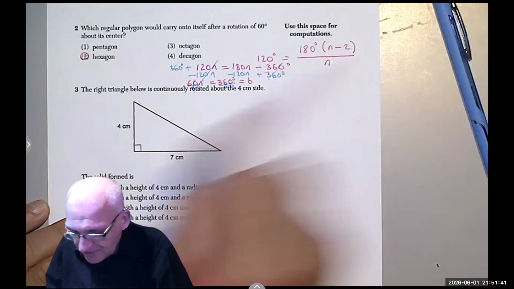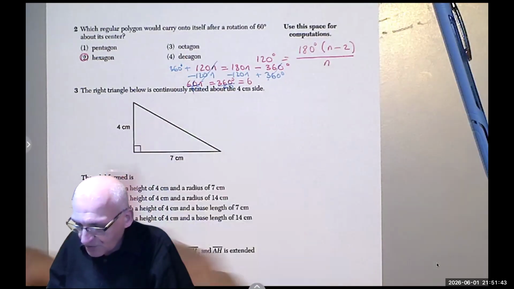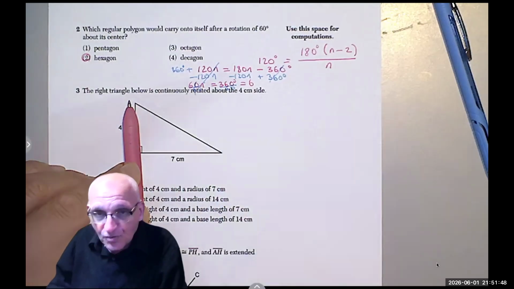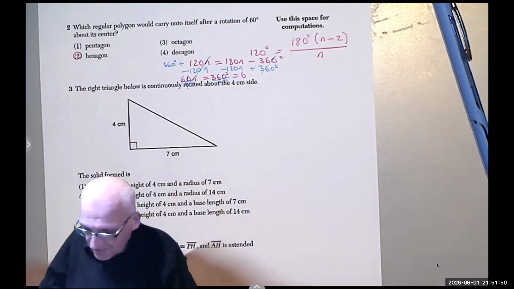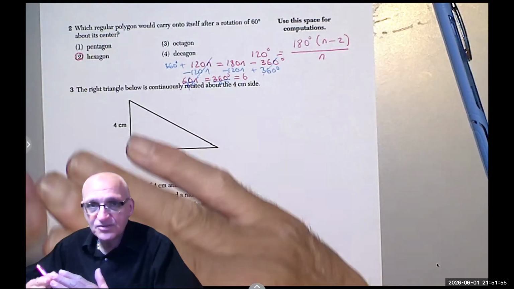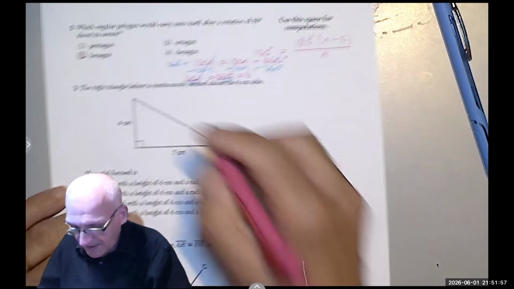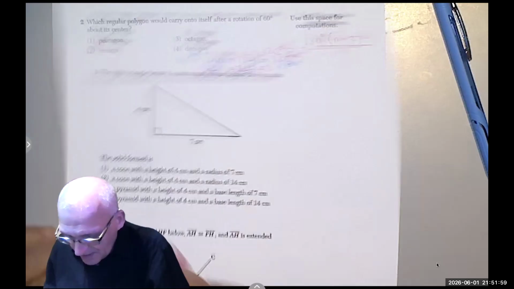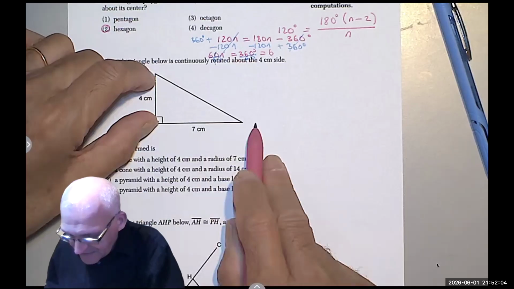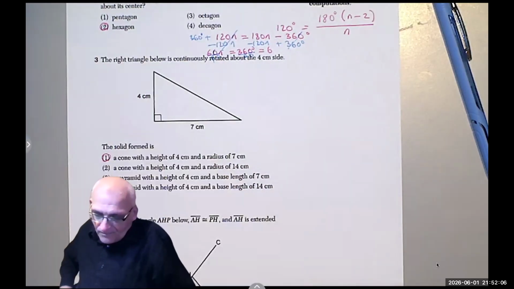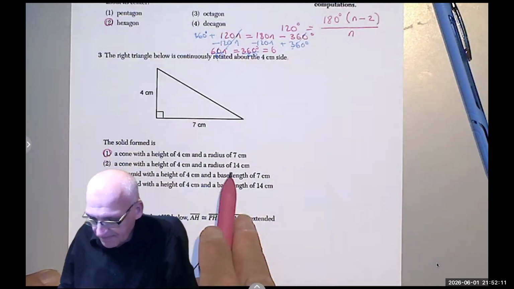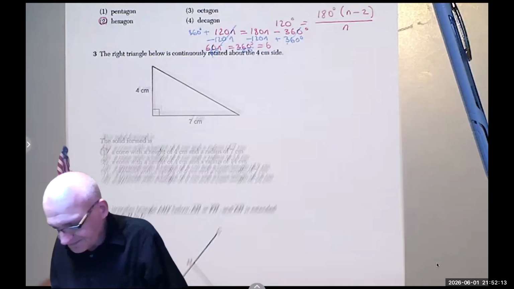Moving to the third one, the right triangle below is continuously rotated about the 4 centimeter side, meaning it's going to rotate like that. So the base would form a circle with a radius of 7. The sides will form a cone, and the height of that cone is 4. The solid formed is a cone with a height of 4 and a radius of 7. No, the radius is not 14. The diameter would be 14 for the base. And it's not a pyramid, of course.